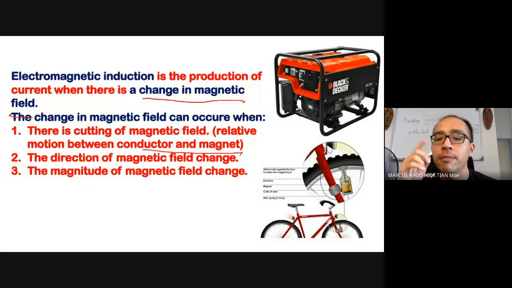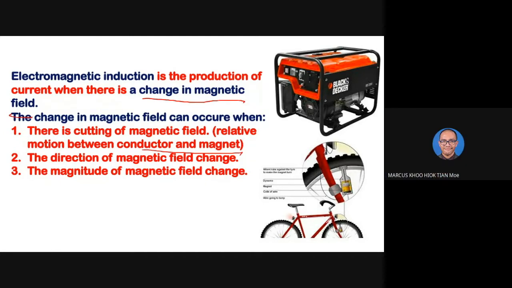Of all of these, the most important one is the first one. The first one is probably the most important way. When there is a relative motion between the conductor and the magnet, when a conductor cuts the magnetic field, there is going to be current produced. Originally this wire, there is no current flowing. It's just a normal wire. But when you put a wire into a magnetic field and it cuts, you have to move the wire lah, obviously. If you just leave it there, there is no motion. There has to be a motion.